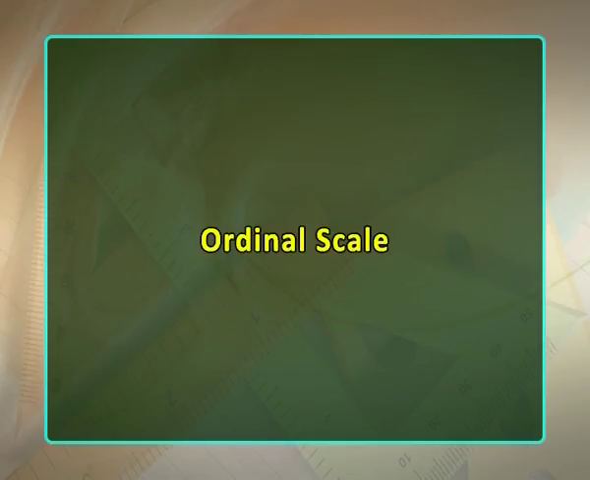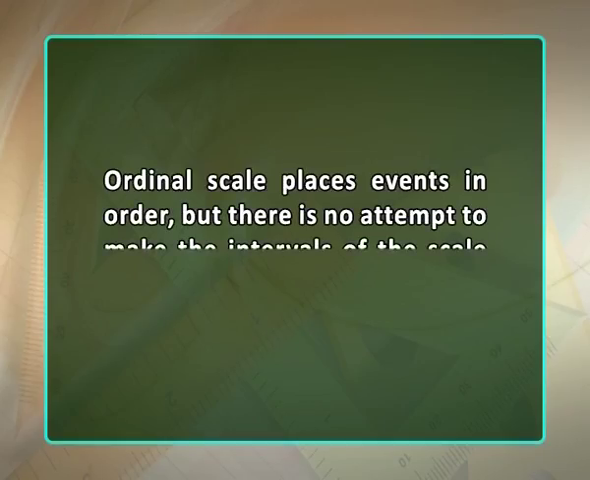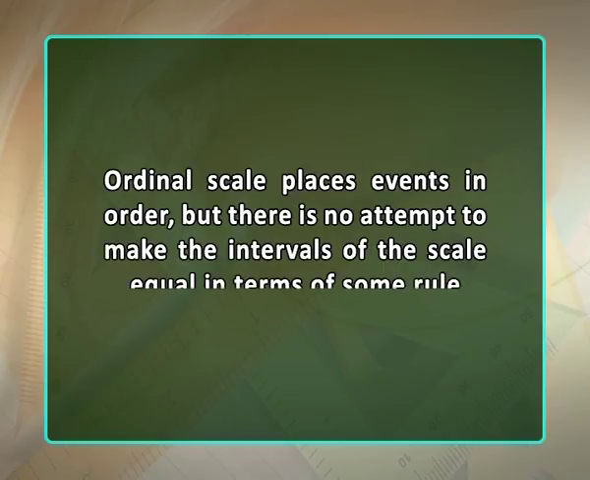Now let's discuss ordinal scale. The lowest level of the ordered scale that is commonly used is the ordinal scale. The ordinal scale places events in order, but there is no attempt to make the intervals of the scale equal in terms of some rule. Rank orders represent ordinal scales and are frequently used in research relating to qualitative phenomena. A student's rank in his graduation class involves the use of an ordinal scale.